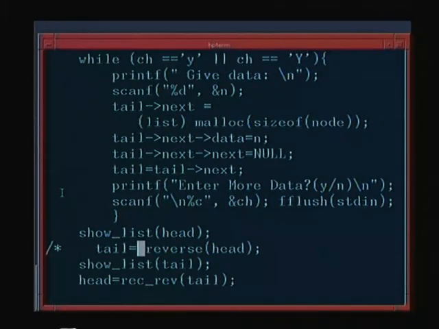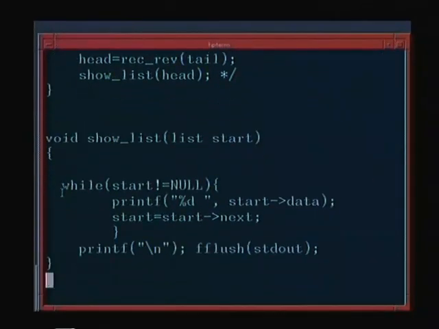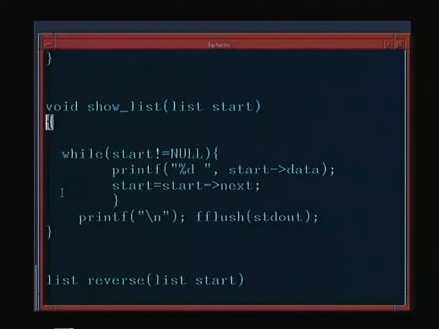And then we call show list with head. So let us see how the function show list will be written. This is the function show list, which was written inside the main program in the previous version. Show list will take a pointer to a node as argument, which is of type list, and this variable is called start here. While start is not equal to null, it will print start dot data, and start will be start dot next. It will continue till that happens and print backslash n.